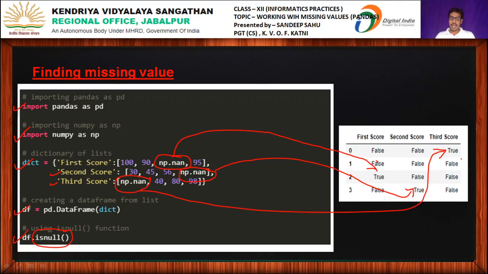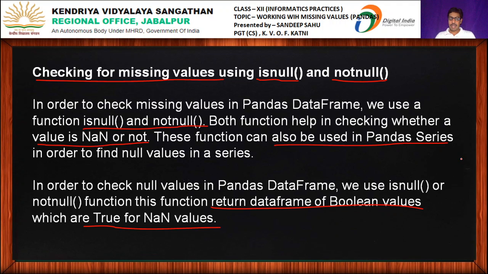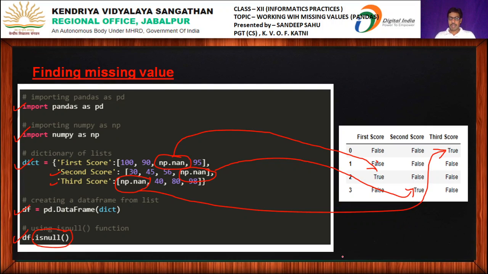So as we said in the previous slide, it returns a data frame of Boolean values which are true for NaN values. So now you can understand it very well.